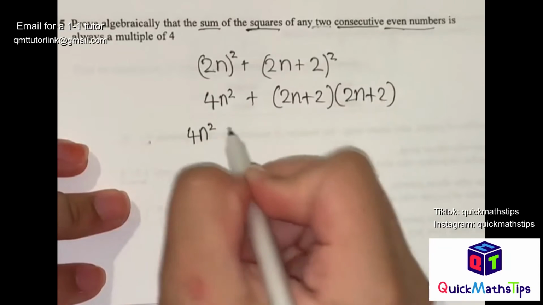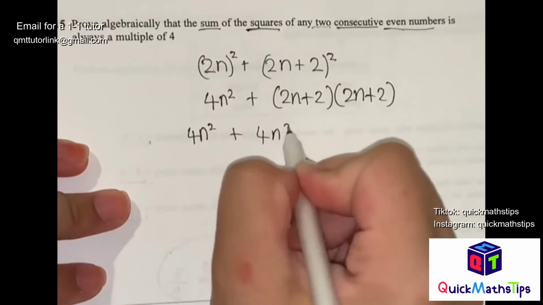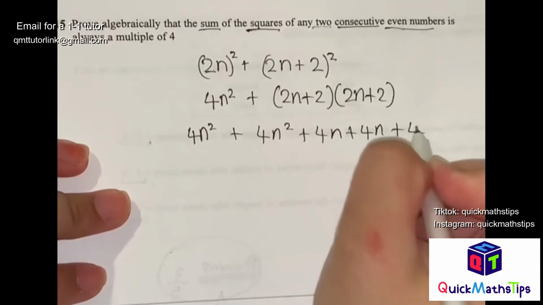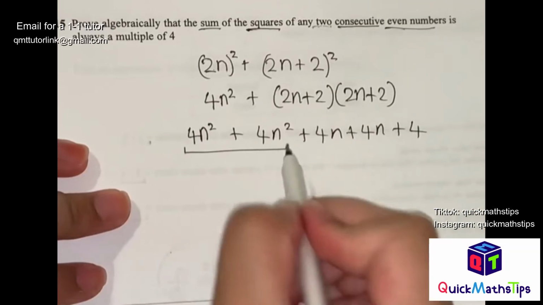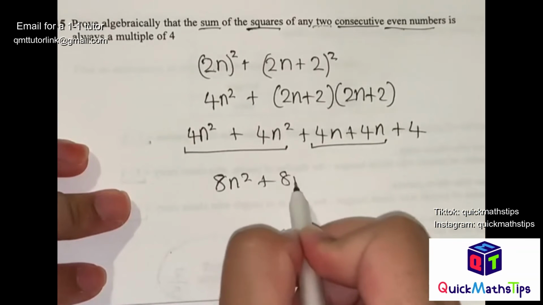So you've got your 4n squared already. 2n times 2n is 4n squared. 2n times 2 is plus 4n, plus another 4n plus 4. Now we're going to group together our like terms. So that gives you 8n squared plus 8n plus 4.